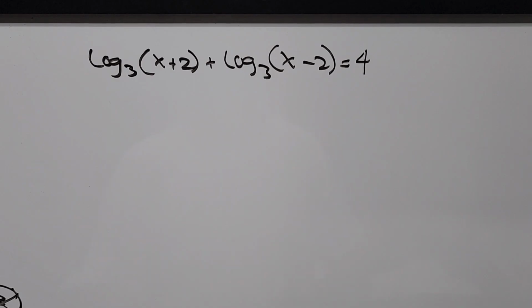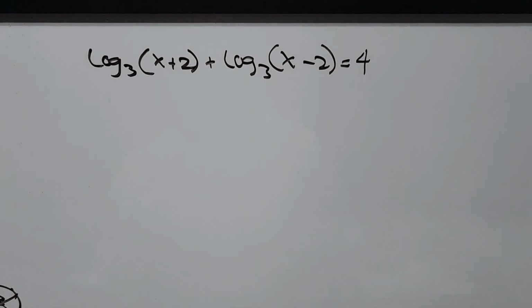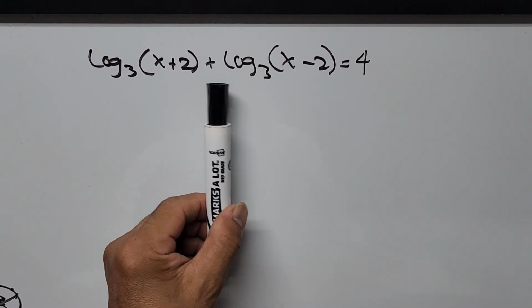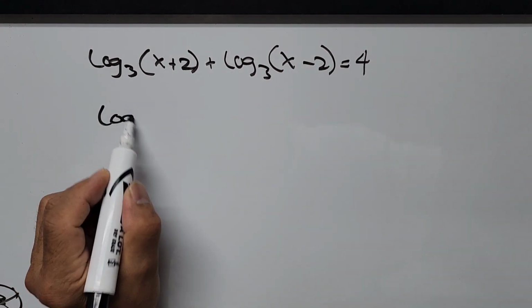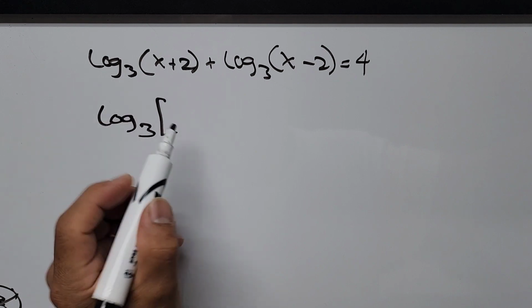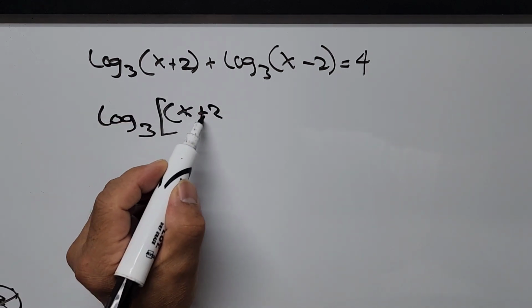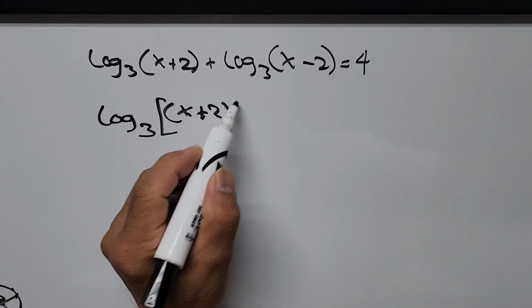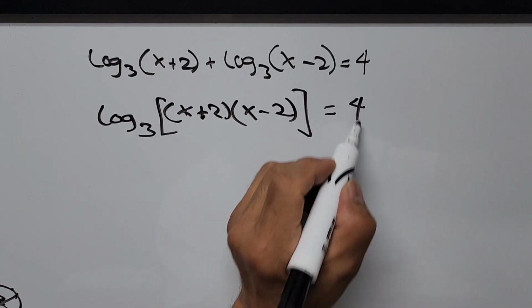How about this? Log base 3 of x plus 2 plus log base 3 of x minus 2 equals 4. So here we'll be applying the rules of logarithm. One of the properties, we can condense the logarithms, right? Since we have plus here, that means we're using the product rule. So we have log base 3 of x plus 2 times x minus 2 equals 4.